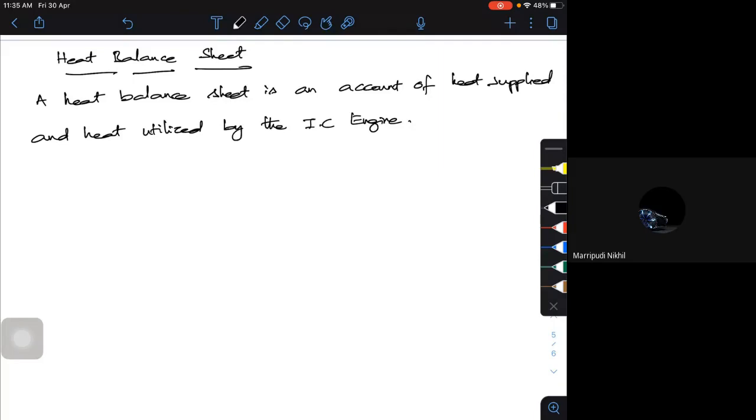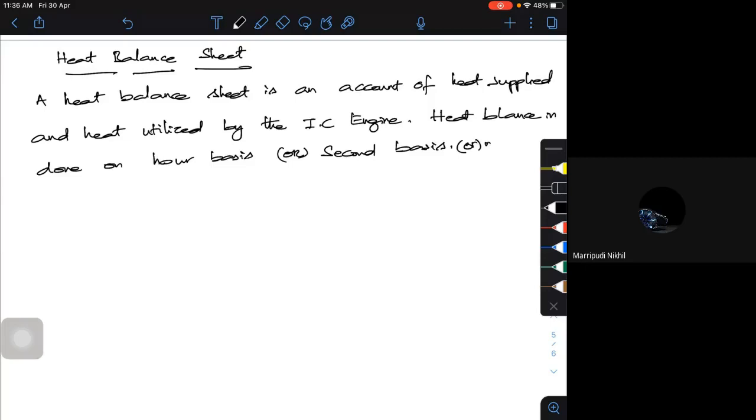See, what is the heat supplied? Usually the heat balance is done on either an hour basis or a second basis. Okay, an hour basis or second basis. If you want, you can have the minute basis also, doesn't matter. Either hour, second, or minute, any time factor.